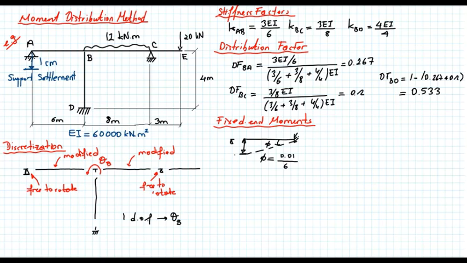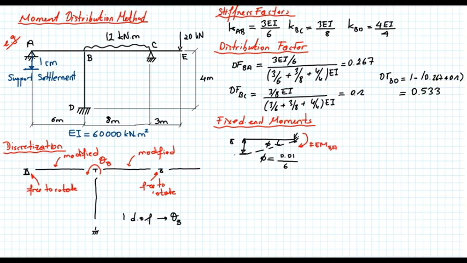That's the psi angle. So the fixed end moment, the moment that will be created at this end, let's call it fixed end moment BA, and that will be equal to, I will be using the slope deflection equation for that.